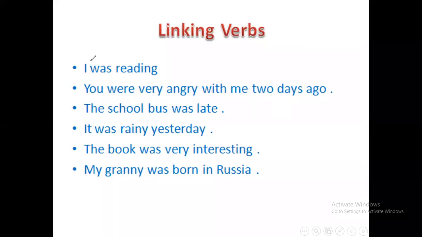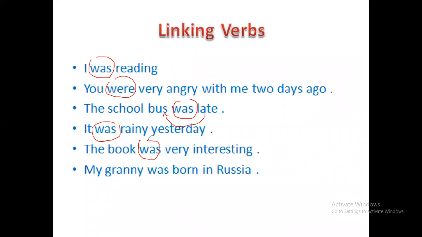I was reading. Was is the linking verb. You were very angry with me two days ago. Were. The school bus was late. Was. So here the word late is information about the school bus. It was rainy yesterday. Was is the linking verb. The book was very interesting. Was is the linking verb. This book is the subject. Here is the linking verb. Then we have more information about the subject.